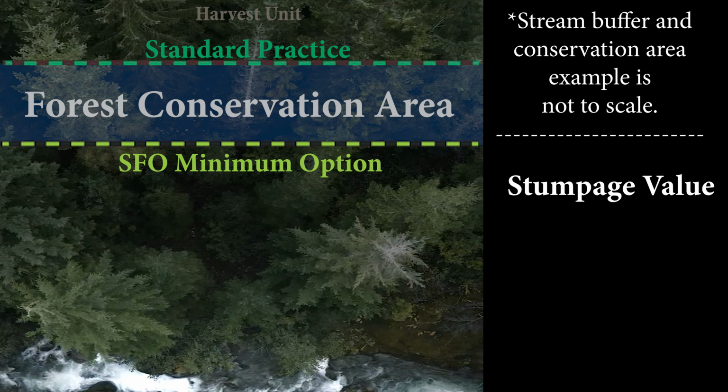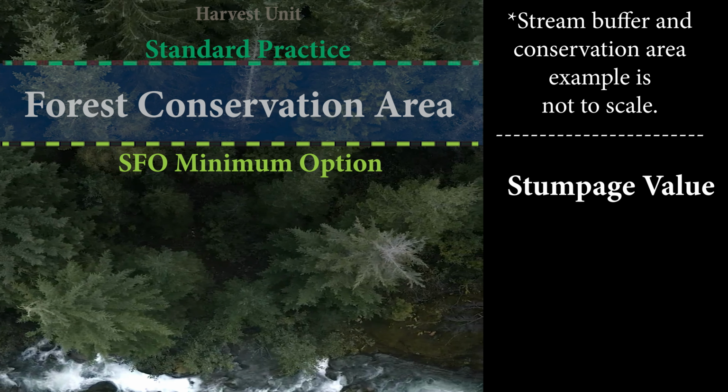Given the different stream buffer requirements based on stream size and classification, as well as location in the state, either Western Oregon or Eastern Oregon, those boundaries will be different and will create different sizes of forest conservation areas.